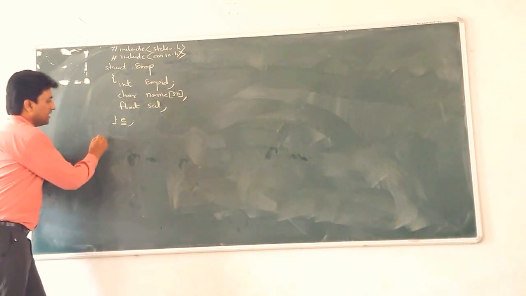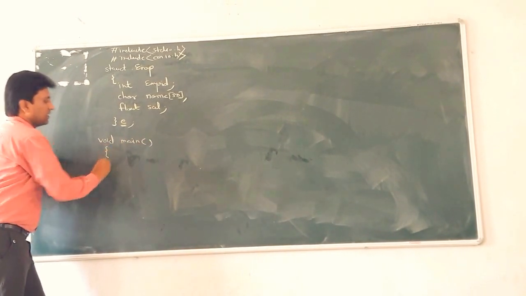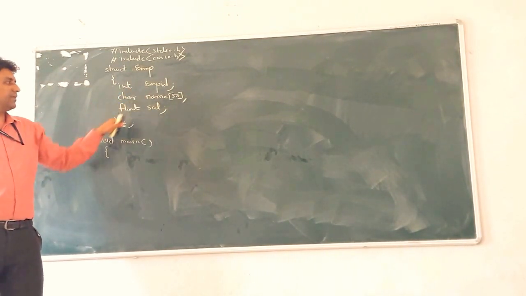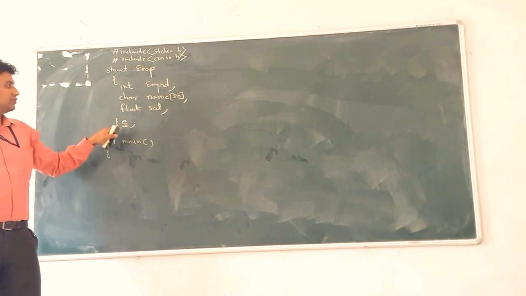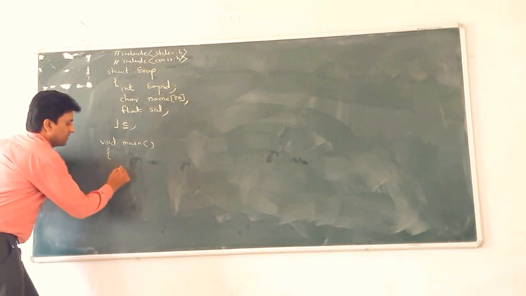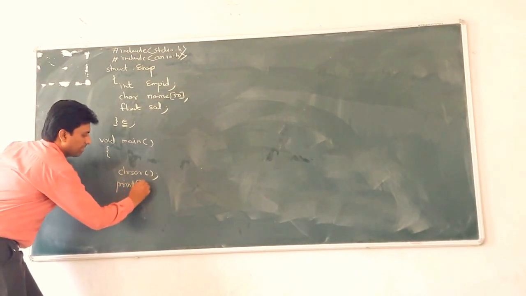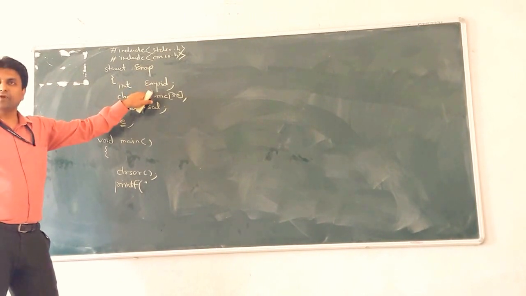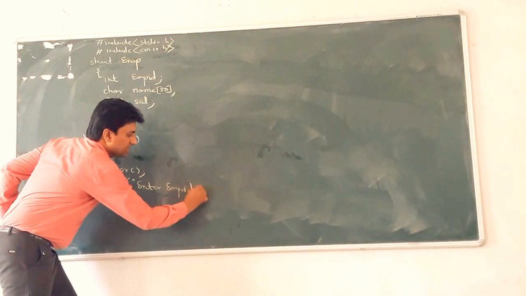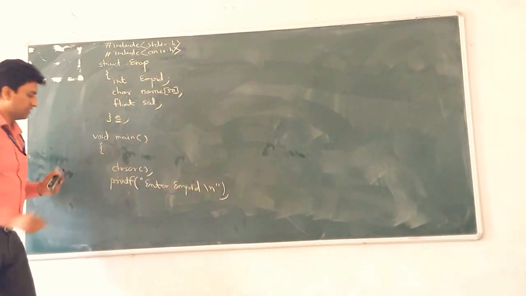Okay? So after that, void main. Now, what is our task? At runtime, we want to store employee ID, name and salary. That means we assign the values to the employee variable E. For that, first clrscr. After that, printf. First, we want to scan employee ID. So enter employee ID \n, double quotes complete, semicolon. Next, scanf.